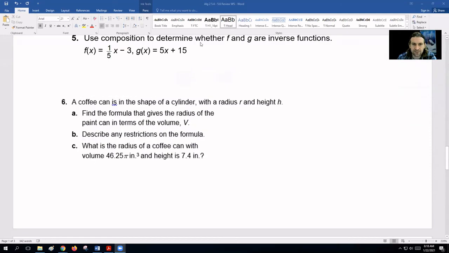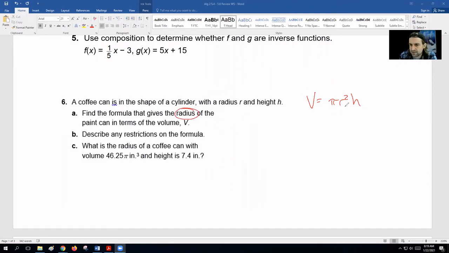All right, one last composition or inverse function here. A coffee can is the shape of a cylinder with the radius and height. Find the formula for the radius of the can in terms of volume. If you don't know, the volume is pi r squared h. So what they want us to do is find the radius in terms of the volume, so we want to get the radius by itself.